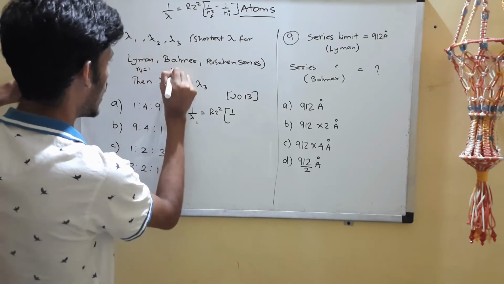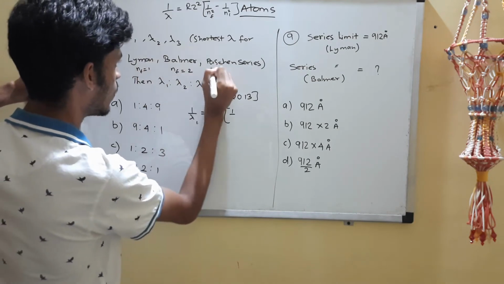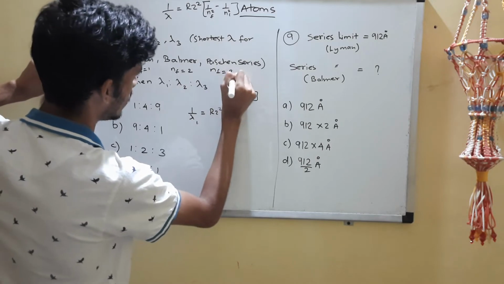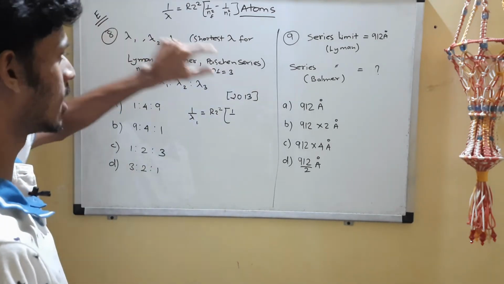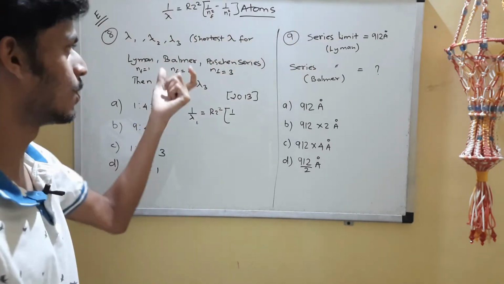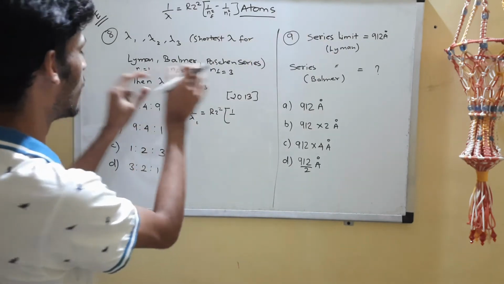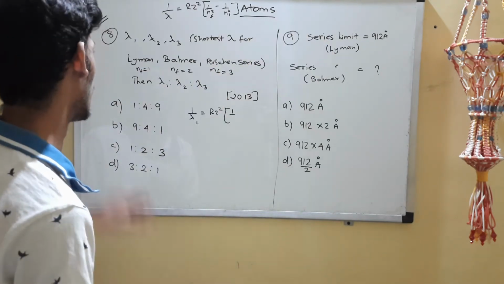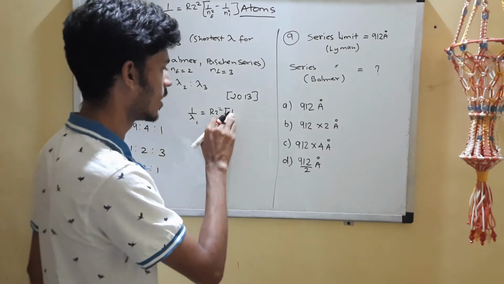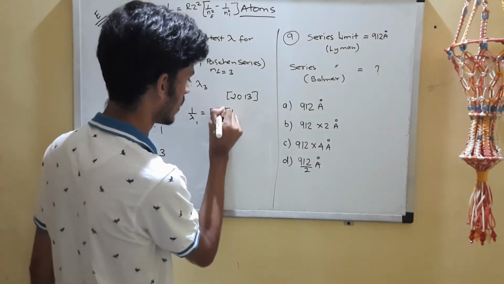I hope you know this. N final for Balmer series is 2 and n final for Paschen is 3. So Lyman, Balmer, Paschen, Bracket, Pfund: 1, 2, 3, 4, 5. So that is the number of n final for each of them. So n final is 1 for Lyman, so 1 divided by 1 square, that is again 1.